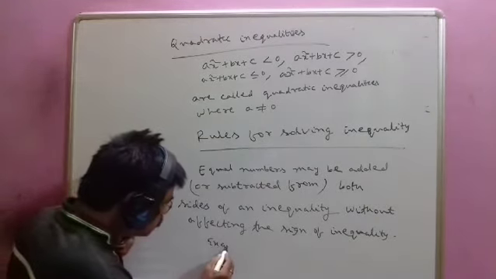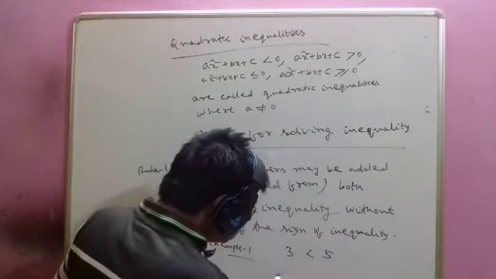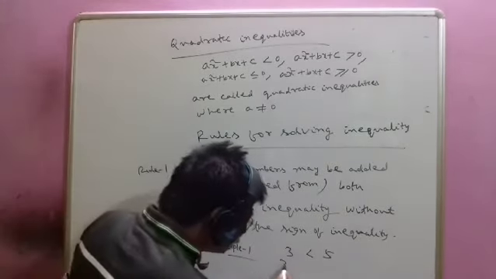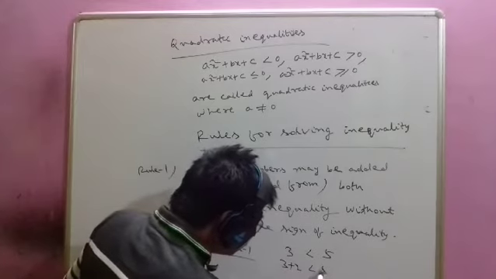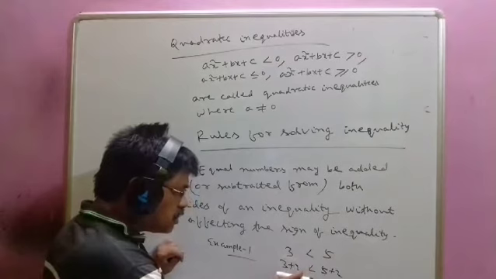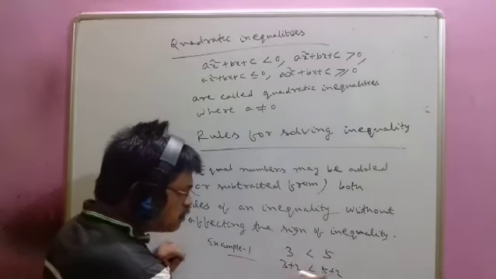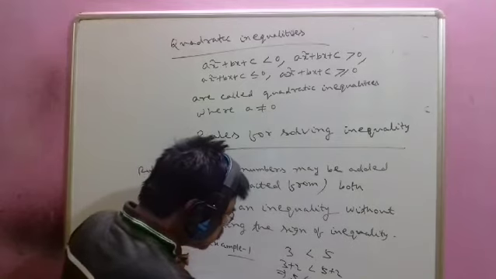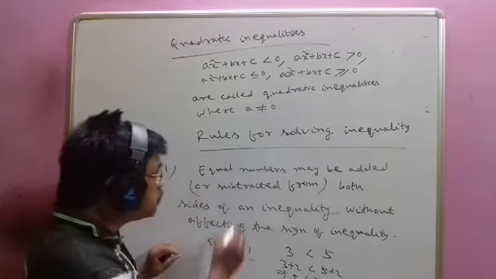Okay, example 1. Suppose I say 3 is less than 5. Suppose I add 2 on both sides. So I can say 3 plus 2 is less than 5 plus 2. Earlier this sign was less than, and here also it is less than. Because 3 plus 2 is 5, so 5 is less than 7. This is also correct. Understood or not?